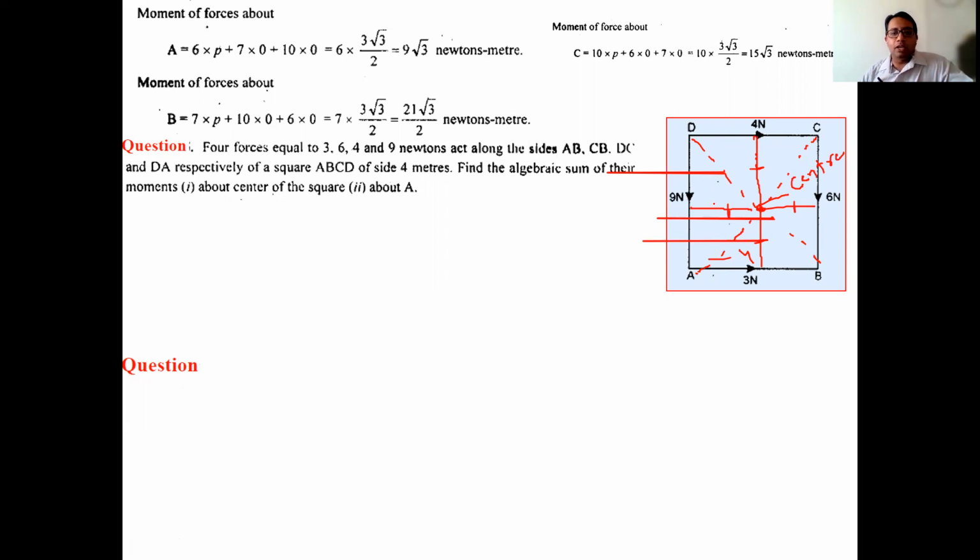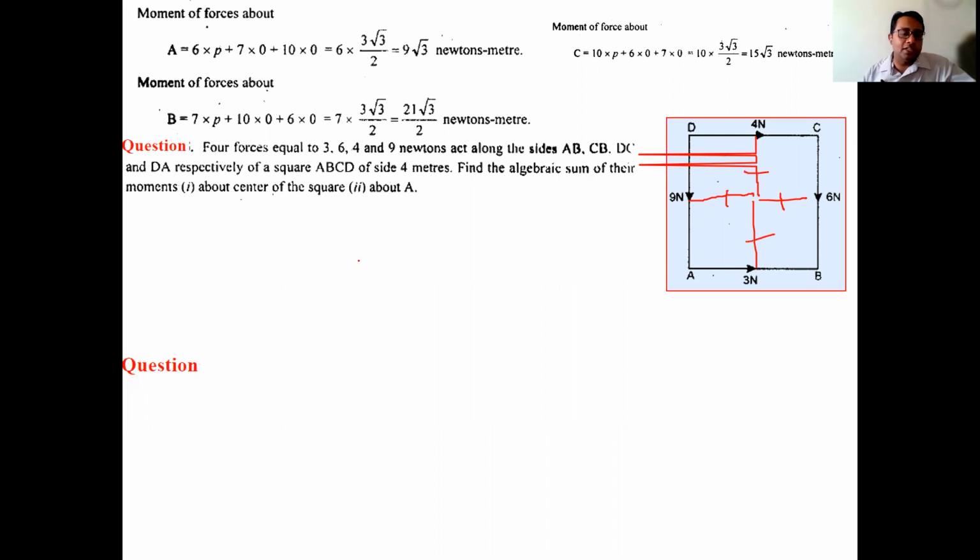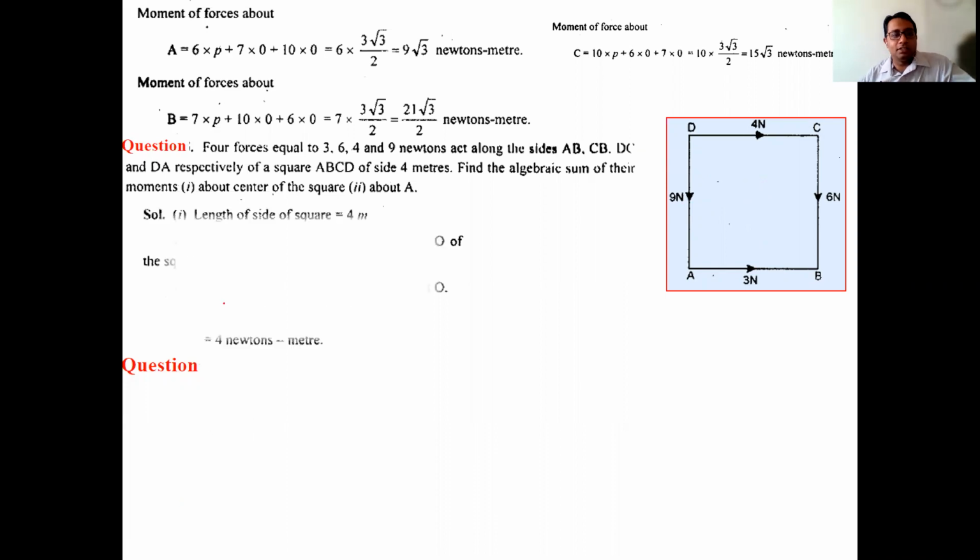So why am I talking about these 4 distances? Because we have to calculate the perpendicular distances from each of the forces. I draw it again here. We have to find this one, then this one, then this one, and then this one. We have to calculate these 4 distances, and obviously they will be equal. So we find one of them and similarly take the others.